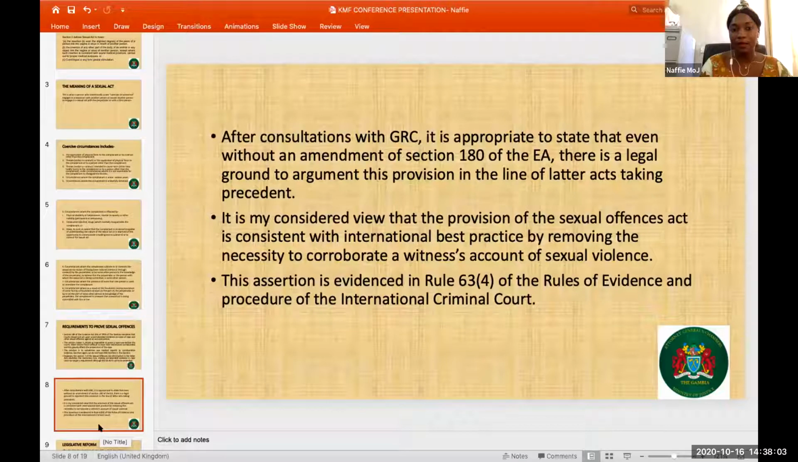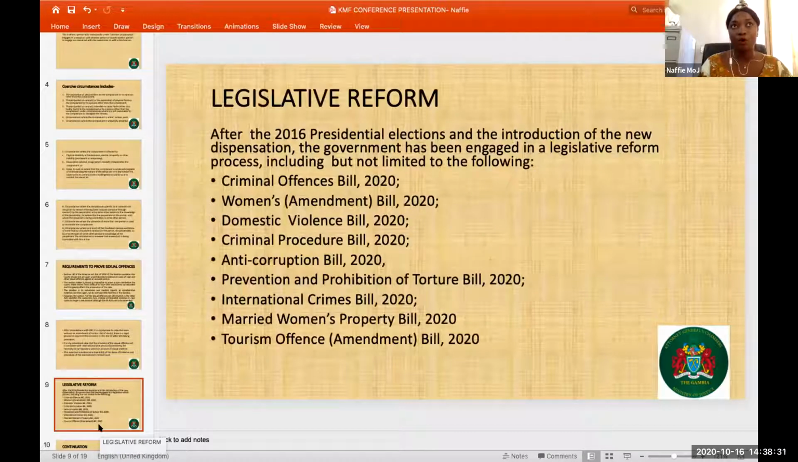So it is my considered view that the provisions of the Sexual Offences Act are consistent with international best practices by removing the necessity to corroborate a witness's account or testimony of sexual violence. This is evidenced in Rule 63 sub 4 of the Rules of Evidence and Procedure of the International Criminal Court, which The Gambia is also a signatory to, and we're even on the verge of having it domesticated. It's before the Assembly now, the International Crimes Bill 2020. So hopefully by then we'll have it as part of our laws as well.